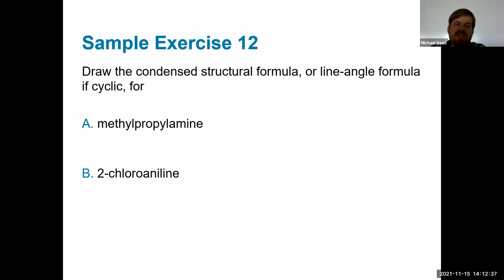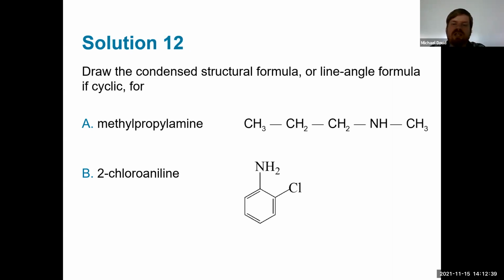Okay, let's take a look here. So methylpropylamine, that's going to be an amine that has a methyl group on one side and a propyl group on the other. And as you can see, it's a secondary amine. 2-chloroaniline, on the other hand, that's aniline, so it's a benzene ring with the NH2. And then the chloro has to be one carbon away from the NH2 here because it's 2-chloroaniline. This is carbon 1, this is carbon 2.